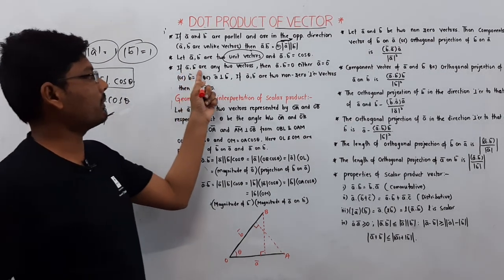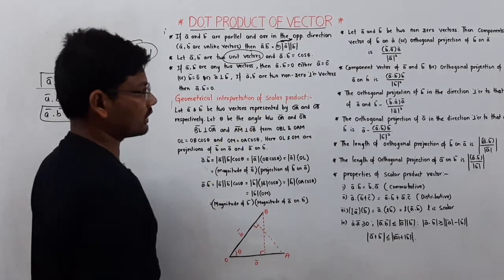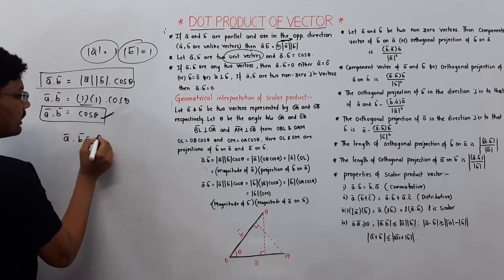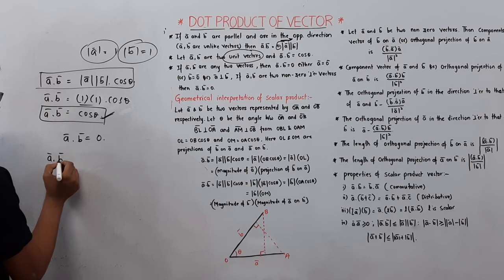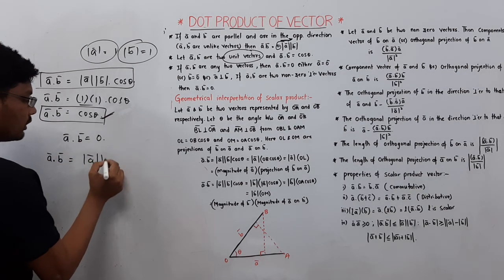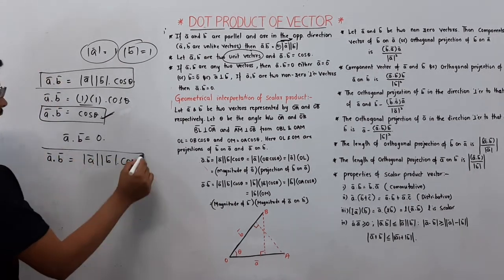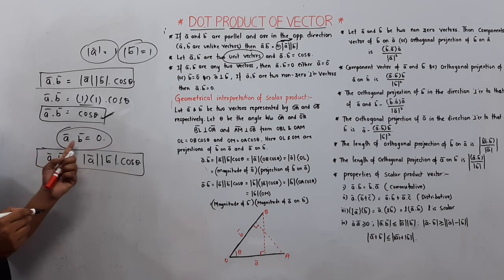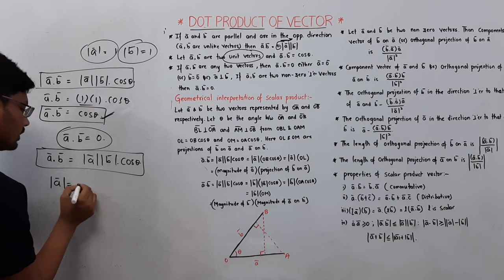If A bar and B bar are any two vectors, and the scalar product of A bar and B bar is equal to 0, then we have the formula A bar dot B bar is equal to modulus of A bar into modulus of B bar into cos theta. This is the formula here. So here the condition is A bar dot B bar is equal to 0. Either it should have the magnitude equal to 0.